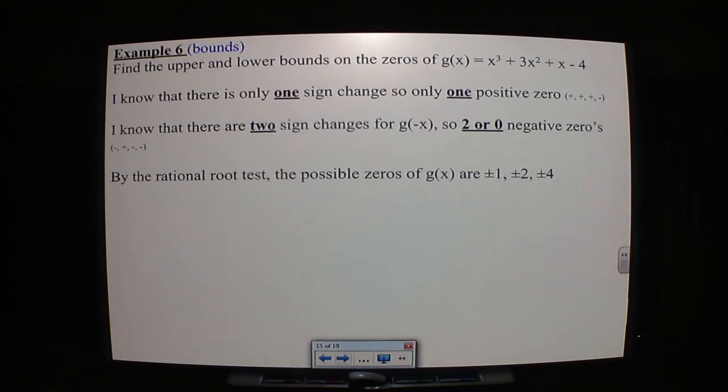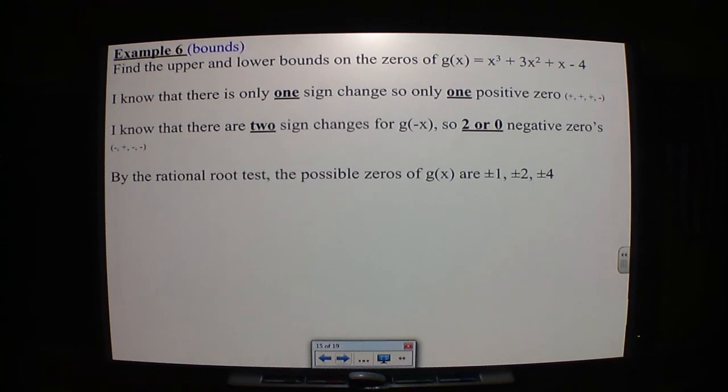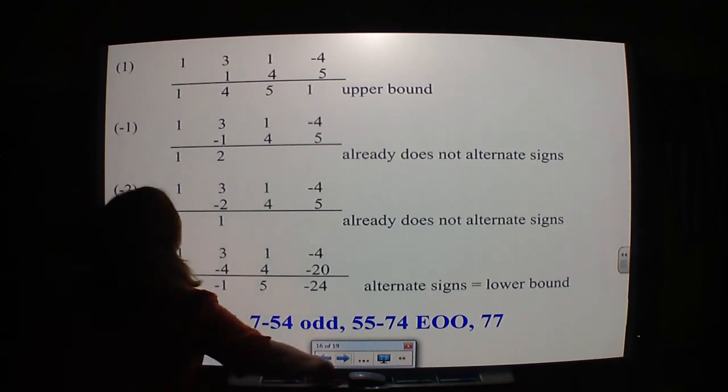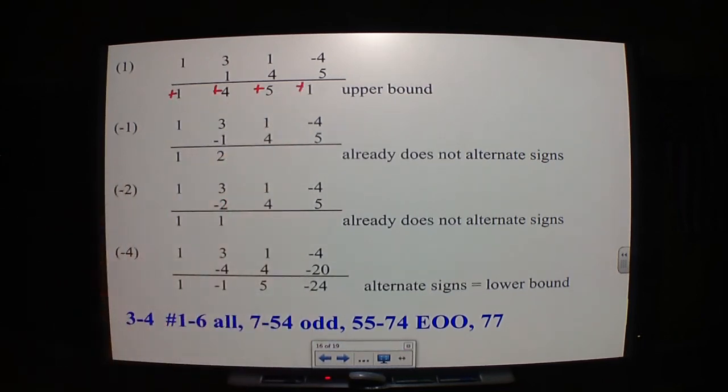Okay. So the possible rational roots would be plus or minus 1, plus or minus 2, plus or minus 4, divided by 1. So those are my possible zeros. I should have this for you already on your notes. You can work on it and see, but when you try those, I tried 1, all positive in synthetic division. These are all positive. So that is an upper bound.